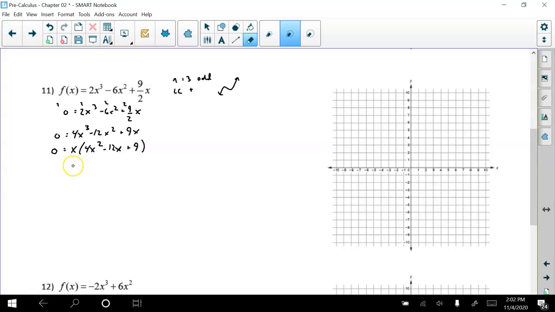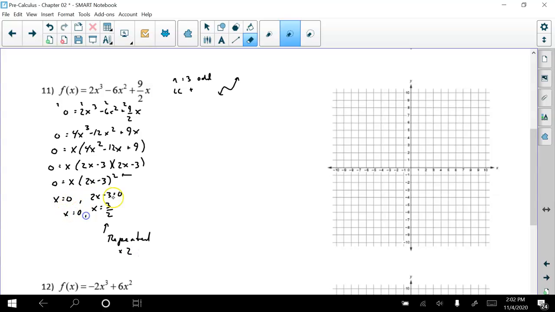Now we can factor this. When you factor 4x squared minus 12x plus 9, you get 2x minus 3 and 2x minus 3. So it's 0 equals x times 2x minus 3 squared. Now, x equals 0, and 2x minus 3 equals 0, so x equals 3 halves. Do you see that binomial being squared? That means it's repeated twice, and that has a meaning to it. So we have our intercepts at 0 and 3 halves, which is 1.5.